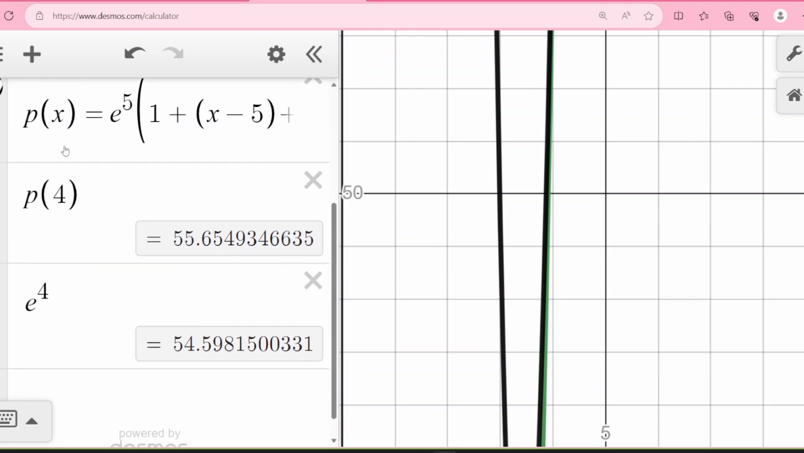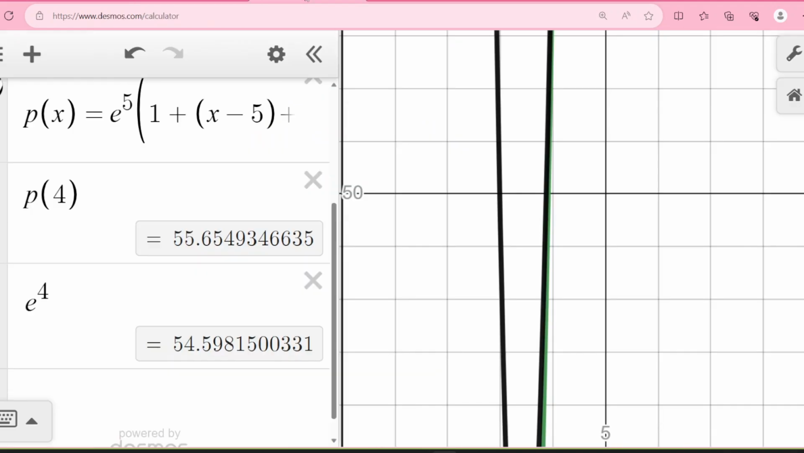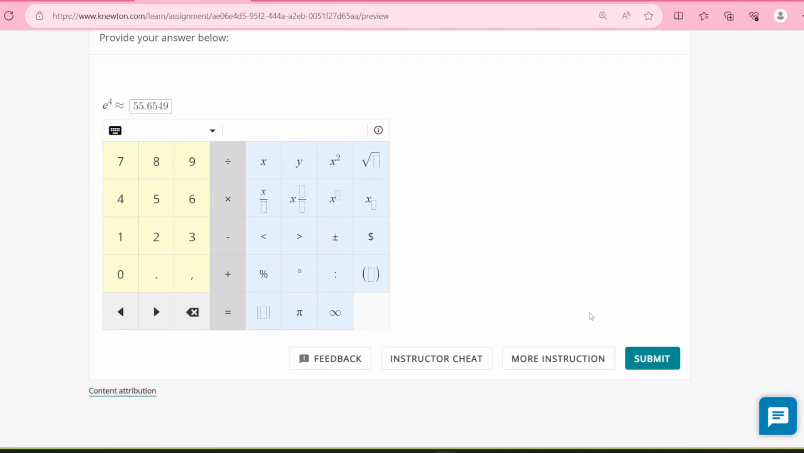p of 4, the polynomial at 4, is 55.65. e to the fourth is actually 54.59. So close, but not quite. Not as close as our last approximation was. And that's because we're further away from 5, further away from the center this time. But we want this approximation here, 55.6549. Let's double check. 6549, great. That should be good.